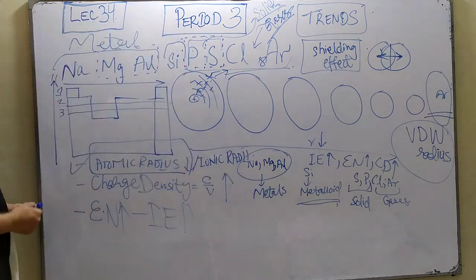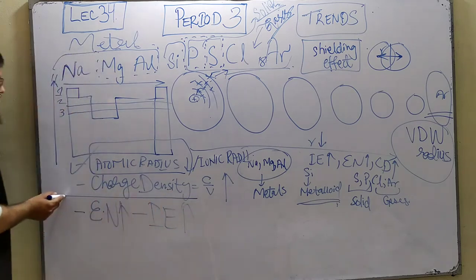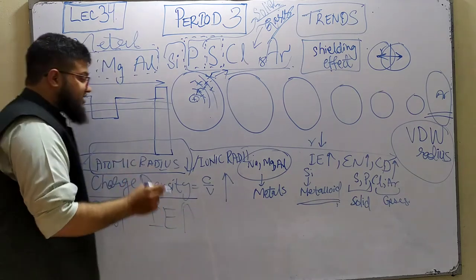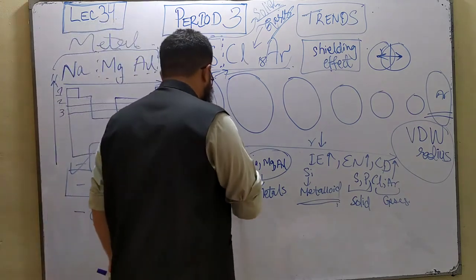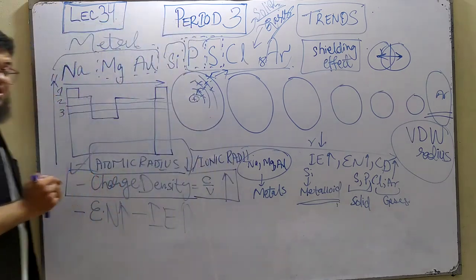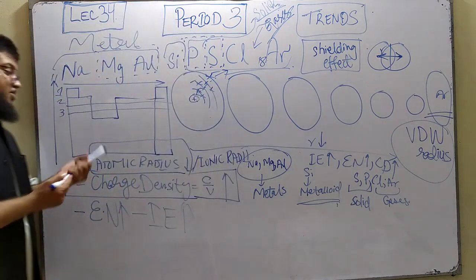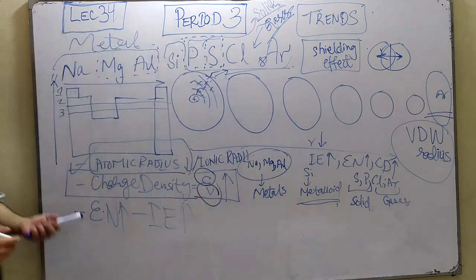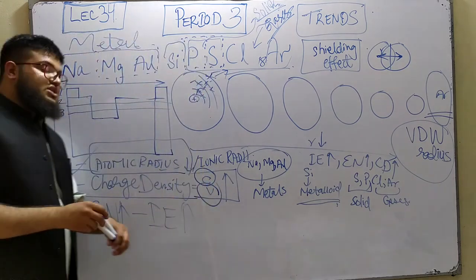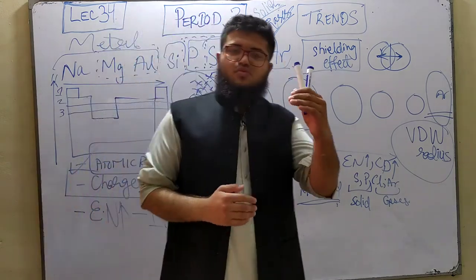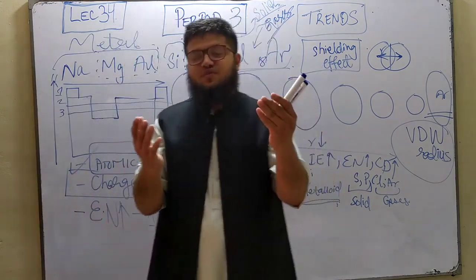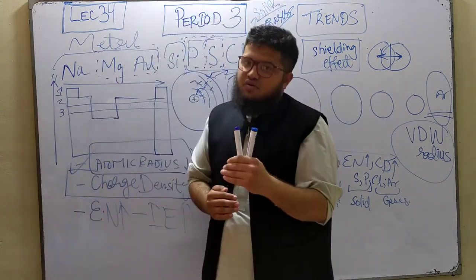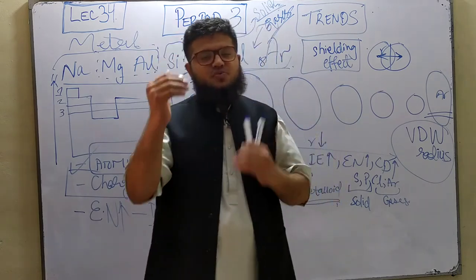Then going on to charge density. How does the charge density change and what is the charge density, by the way? Remember I told you we've already discussed this as well, but again a quick revision. Charge divided by volume is known as charge density. Okay, so charge density is the ratio of charge and volume. Remember in physics the definition of density was mass per unit volume. Charge density is charge per unit volume.